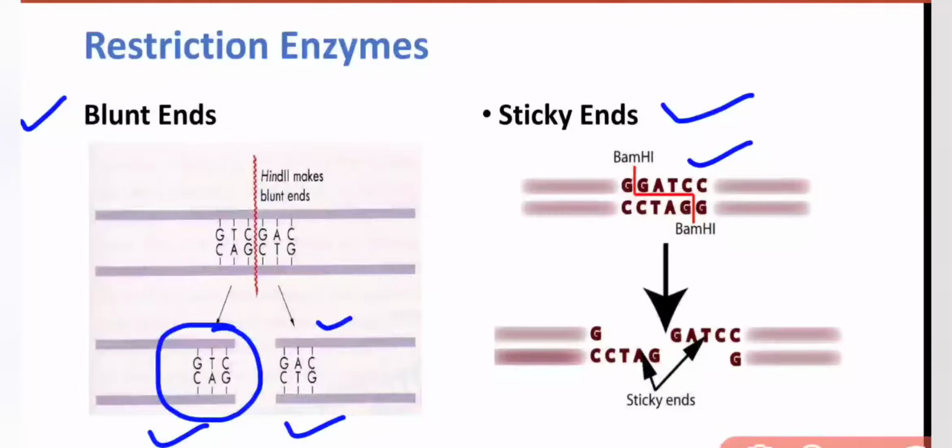Here you can see after the cleavage, the two fragments which you get have an overhanging stretch. This part is the overhanging stretch. G can pair with C, but the rest, GATC, is the overhanging stretch. Such kinds of fragments are known as fragments with sticky ends.